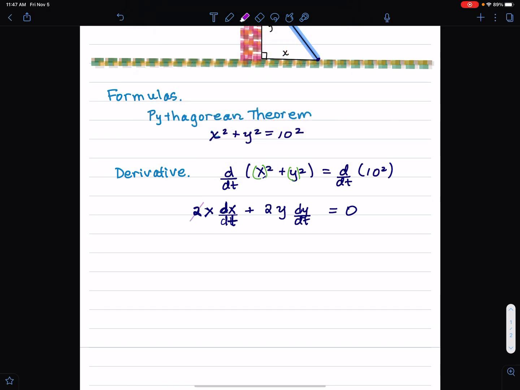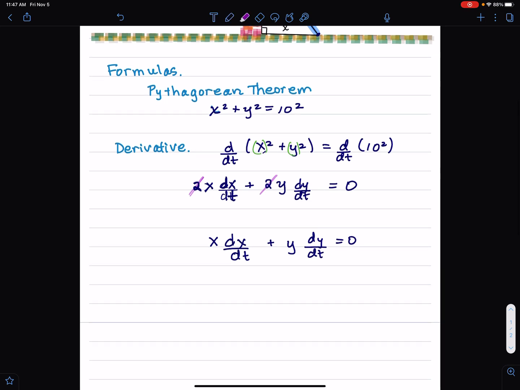This is a little tiny step. Sometimes people question me, what are you doing there? I'm dividing by 2 on both sides. Why not? Just to make it a little easier to look at. 0 divided by 2 is 0, so we can just do that.